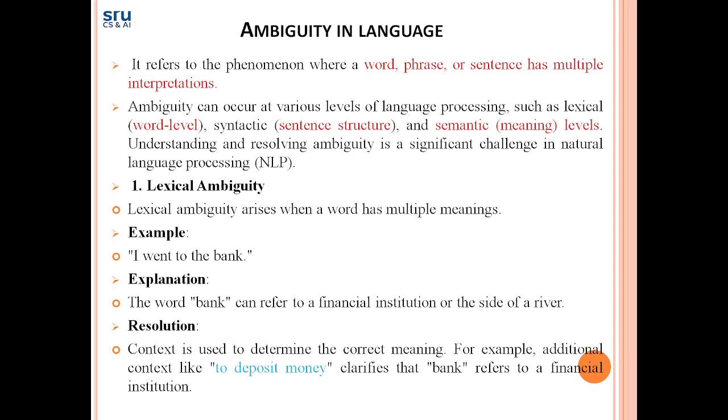Ambiguity in language. It is a phenomenon where a word, phrase, or sentence has multiple interpretations. It occurs at different levels such as word level, sentence level, and meaning level.